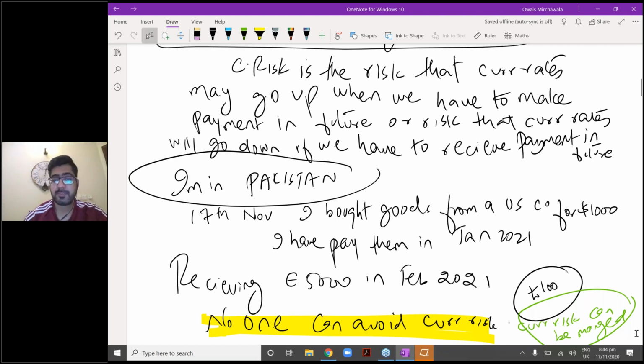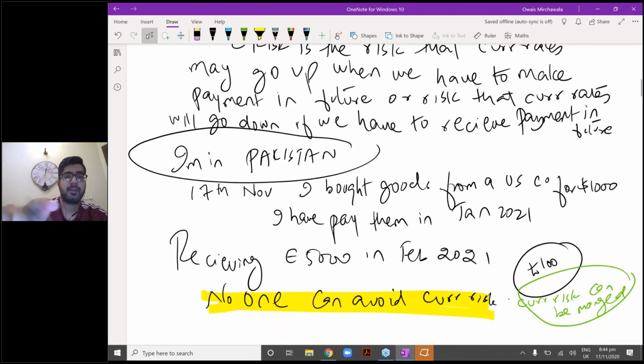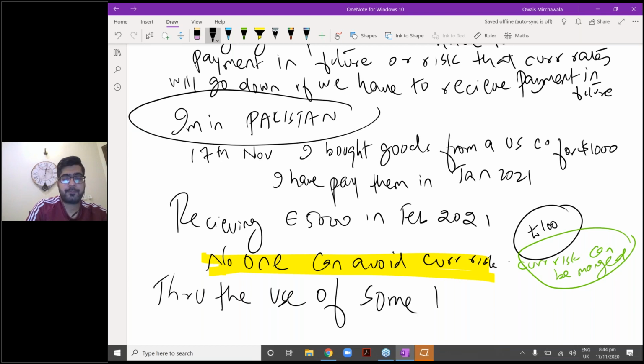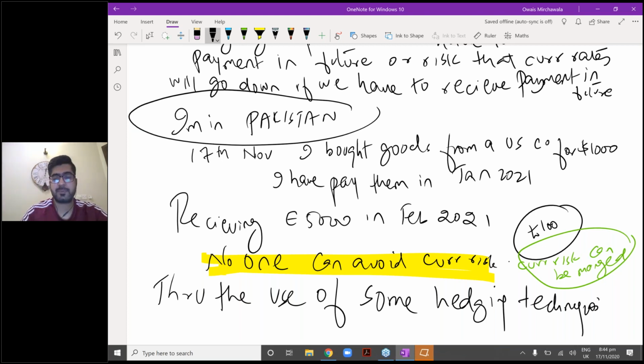And currency risk is basically managed through the use of some hedging techniques. Currency risk is basically managed through the use of some hedging techniques.